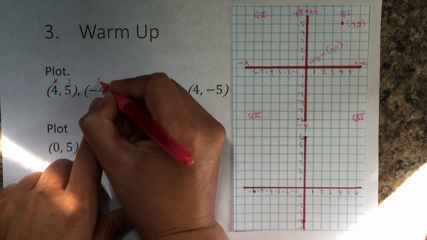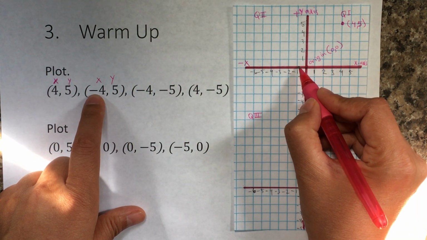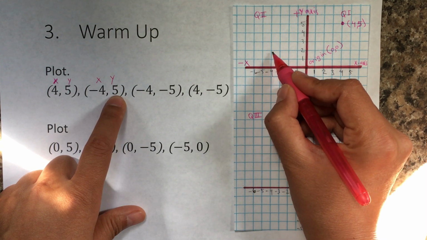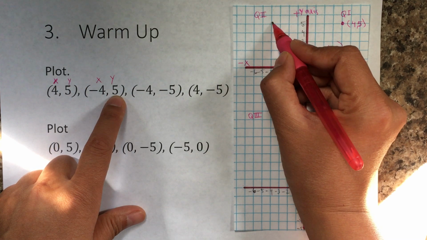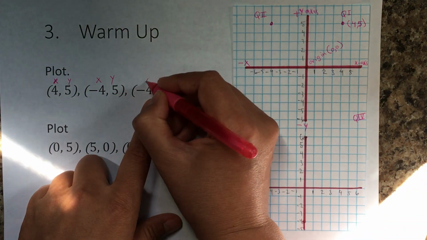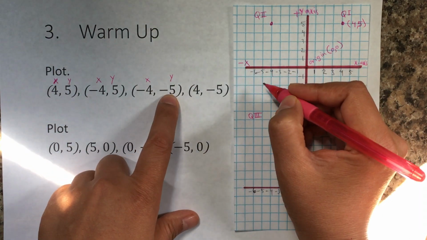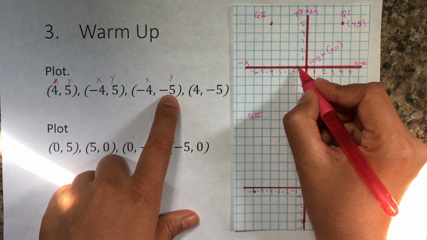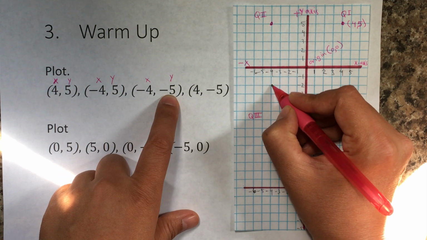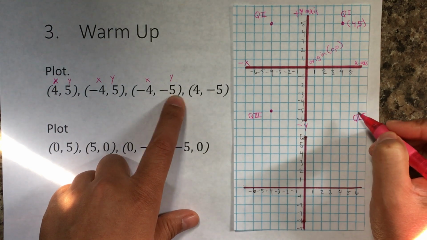Okay, the next one again, always X first, but this time it is negative 4. So negative 1, negative 2, negative 3, negative 4, positive 5, 1, 2, 3, 4, 5. It's right there. The next one is negative 4 on X, negative 5 on Y. So it's going to be negative 1, negative 2, negative 3, negative 4. And then negative 1, negative 2, negative 3, negative 4, negative 5. The point is right there.